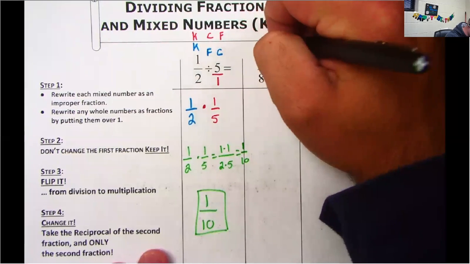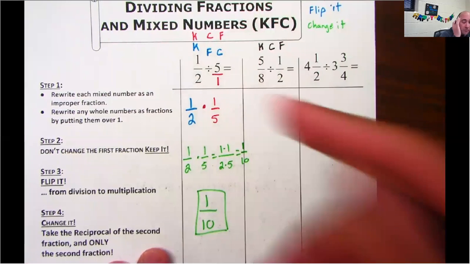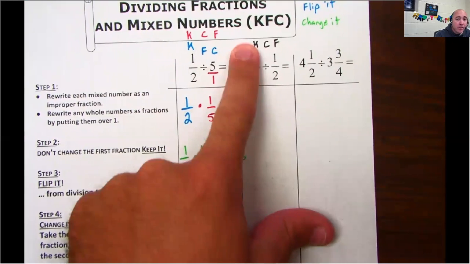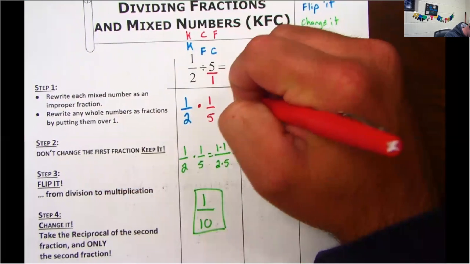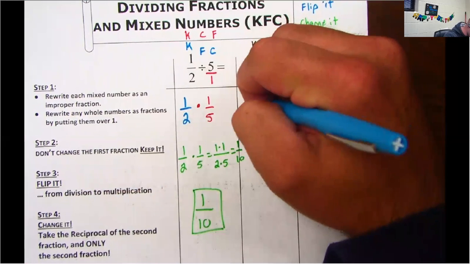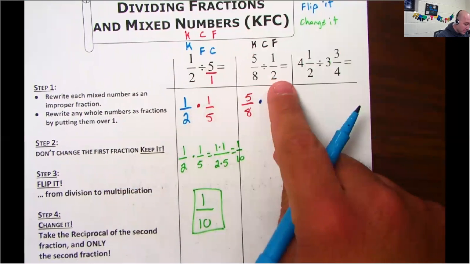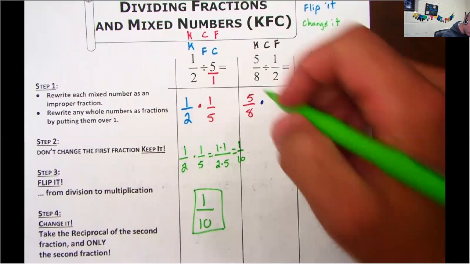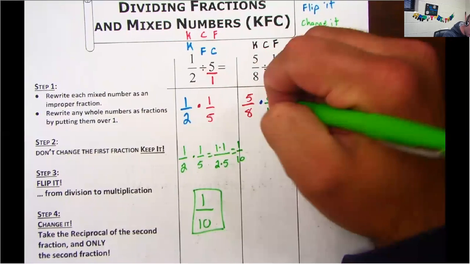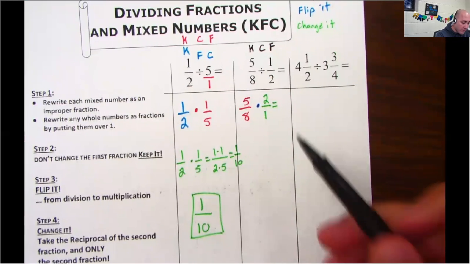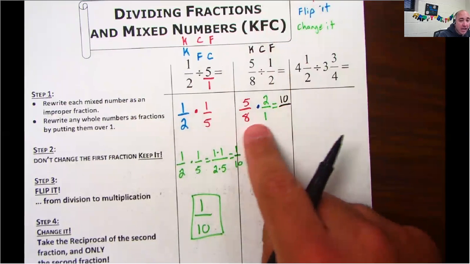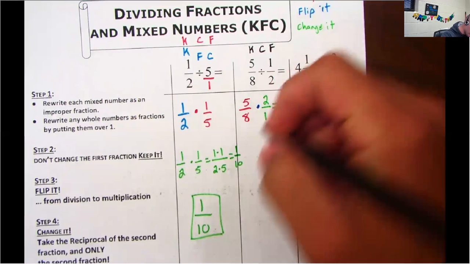Keep it, change it, flip it. So notice I did KCF this time for y'all that can see KCF better. So keep the first fraction, change from division to multiplication, flip the second fraction. All right, guys, now we're done. Let's just multiply. 5 times 2 is 10. 8 times 1 is 8.